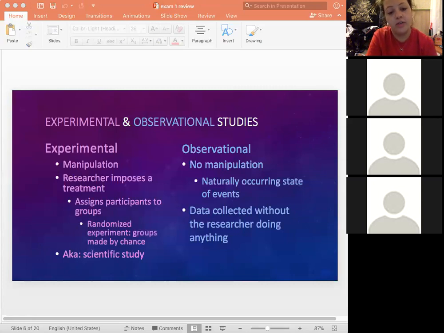And then observational means that there's no manipulation at all. So that means it's the natural state of affairs, nothing is changing, and data is going to be collected without the researcher doing anything. I usually just say it's people watching. That's a good way to liken it too.